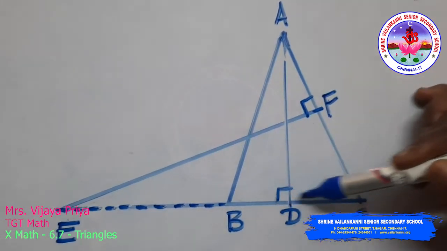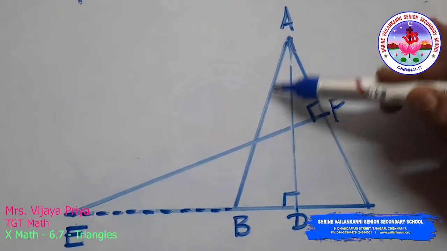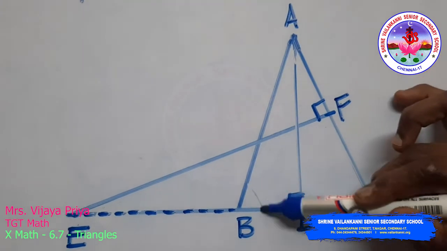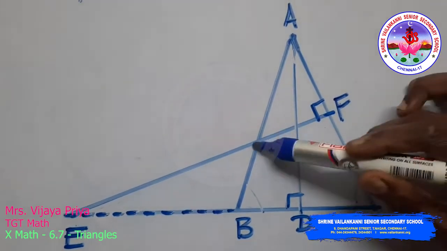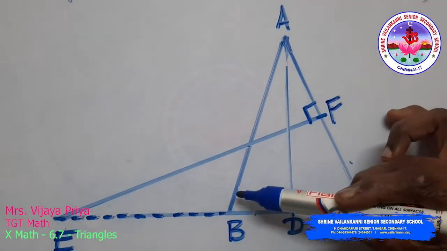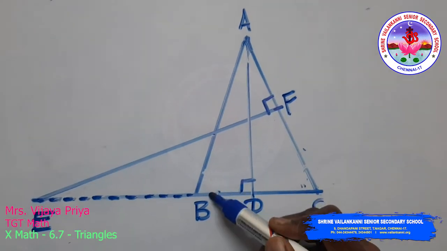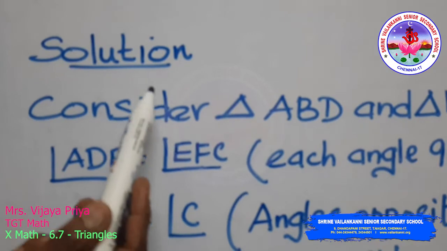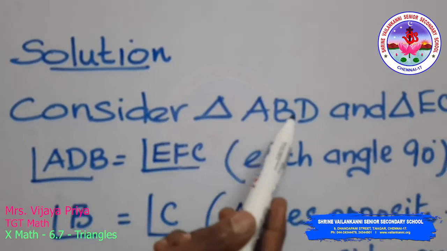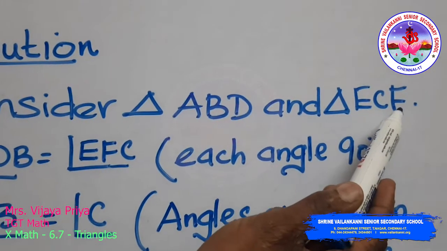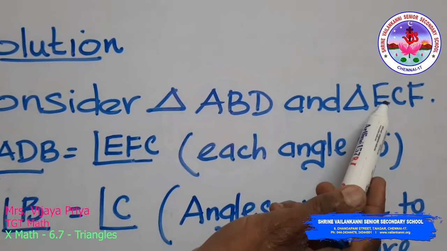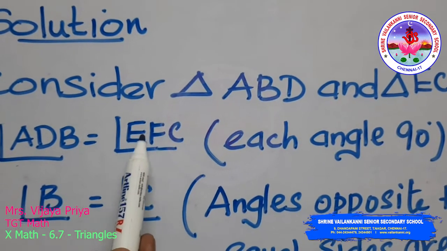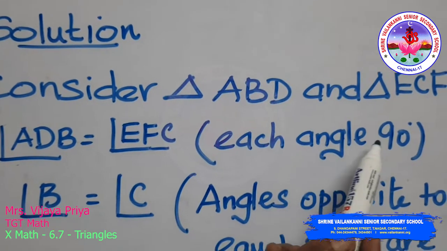Since it is an isosceles triangle with side AB equal to AC, we know that the angles opposite to equal sides of an isosceles triangle are equal. Therefore, angle B is equivalent to angle C. Now coming to the solution, consider triangle ABD and triangle ECF. In these two triangles, angle ADB is equal to angle EFC, each angle is 90 degrees.